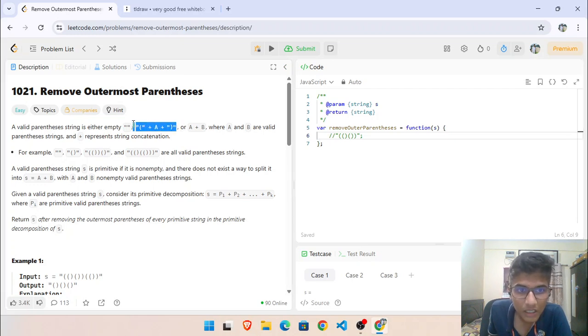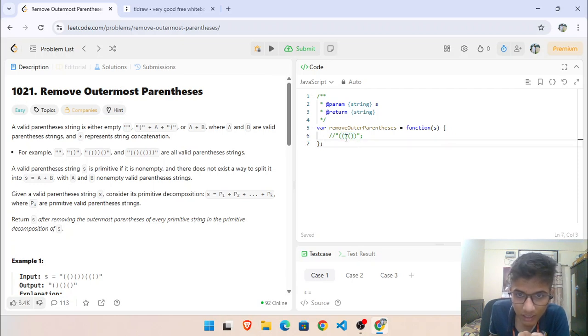Can you see this example? This whole two brackets, inside that a is there. A is a valid parenthesis string, which is this. See, I am selecting this. A is the selected portion, and these two parentheses are the outermost brackets, and b is also like this a.